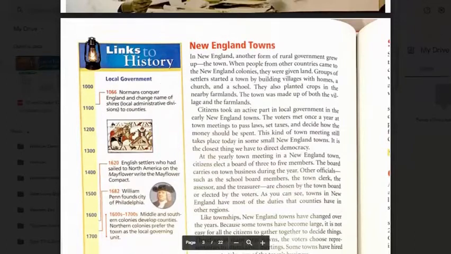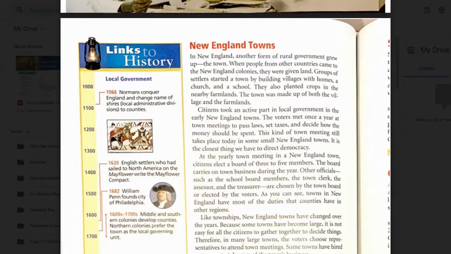Citizens took an active part in local government in the early New England towns. The voters met once a year at town meetings to pass laws, set taxes, and decide how the money should be spent. This kind of town meeting still takes place today in some small New England towns. It is the closest thing we have to direct democracy.